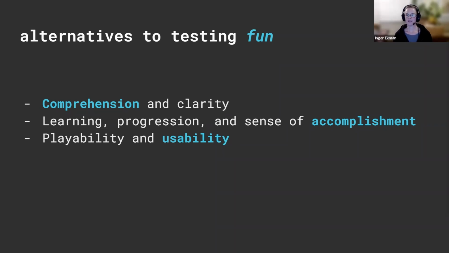So adapting the game to players with different expectations and skill levels is a lot more productive than testing for fun. And then the last one is playability and usability. Even if you're not actively working on fun, what you can do always is start removing those friction points and the frustration that are basically the antithesis to fun. So these are already a lot more actionable than trying to measure fun.